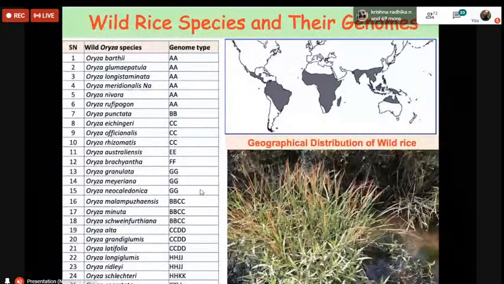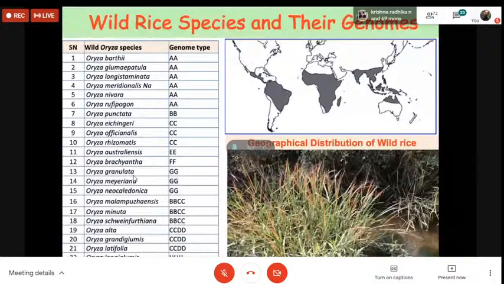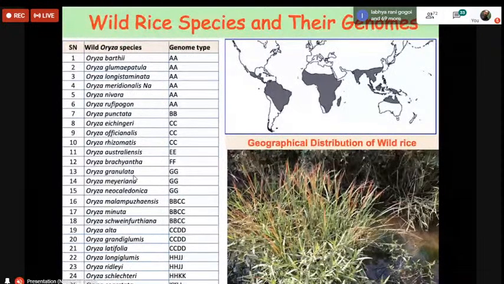So there are a total of 25 species of rice which we can call wild rice, in addition to the two cultivated ones, which are Oryza sativa, the Asian cultivated rice, and Oryza glaberrima, which is the African cultivated rice. You can see here on the lower side, this has a very red color panicle and awns. And you can see there are white ones also, there is a lot of variation, but typically the wild rice you can identify by black seed and uneven maturity.